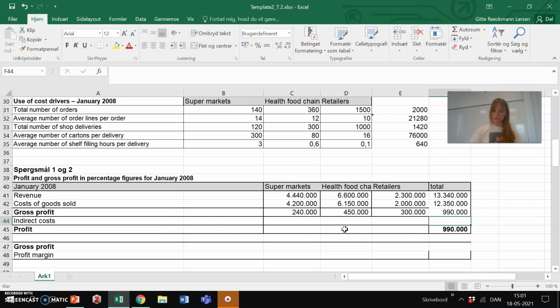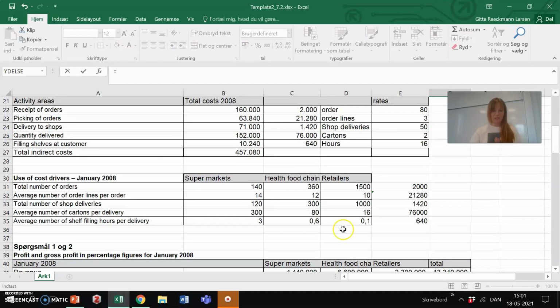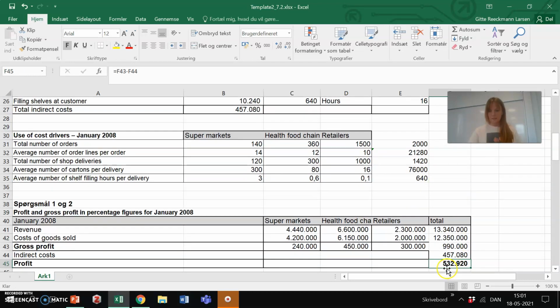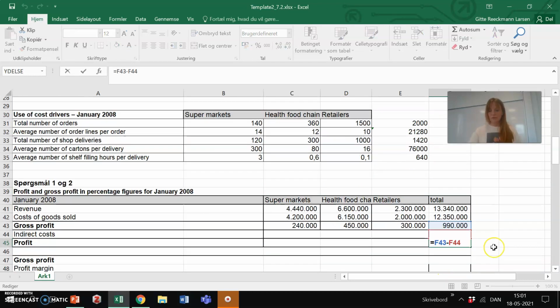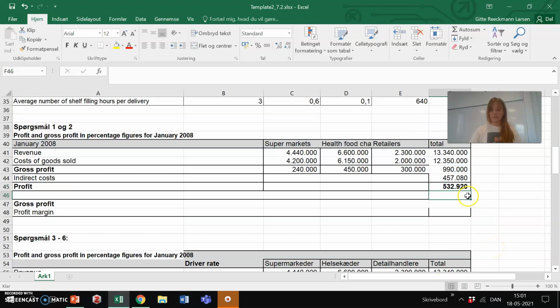The way we traditionally would do it, we would just take the total indirect cost and then subtract all of it, so 457,080, as to see that our profit at the end of the day would be 532,920.